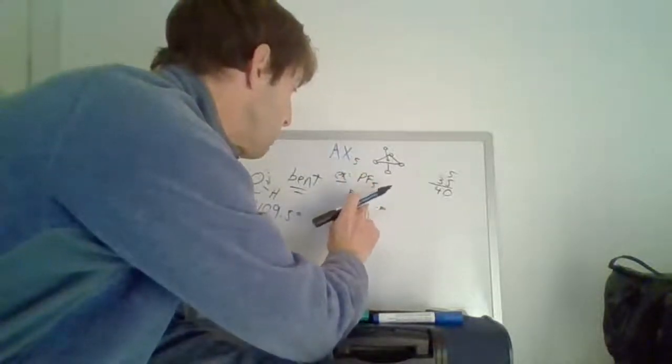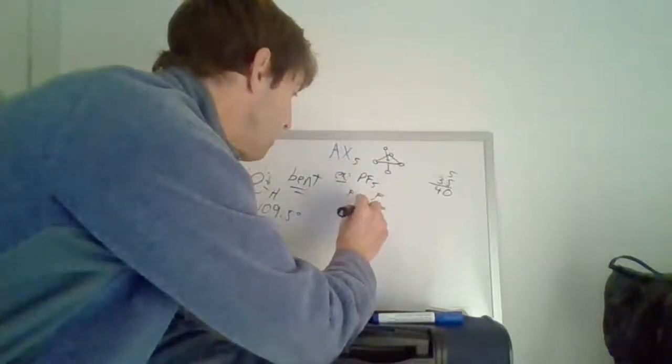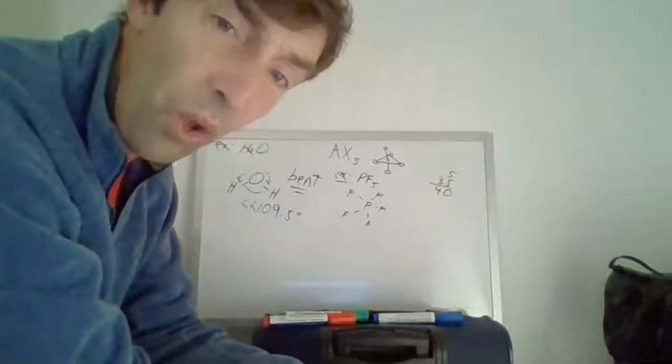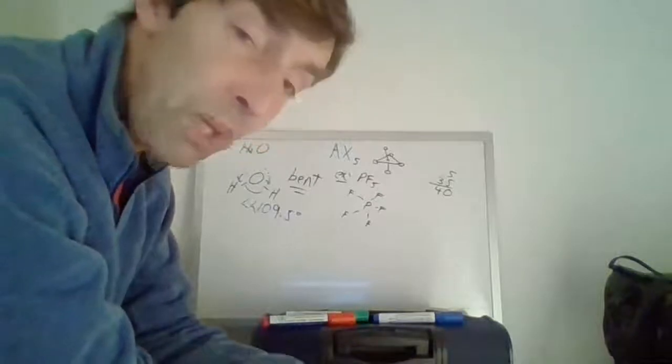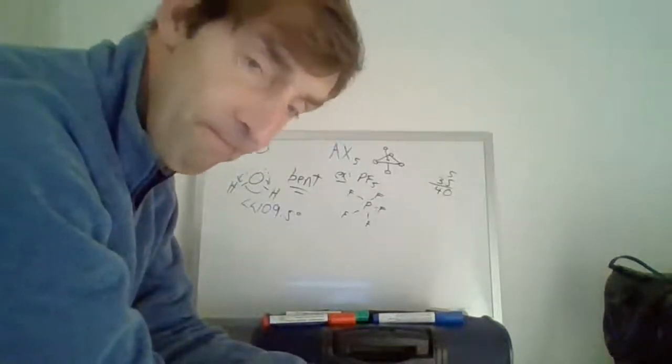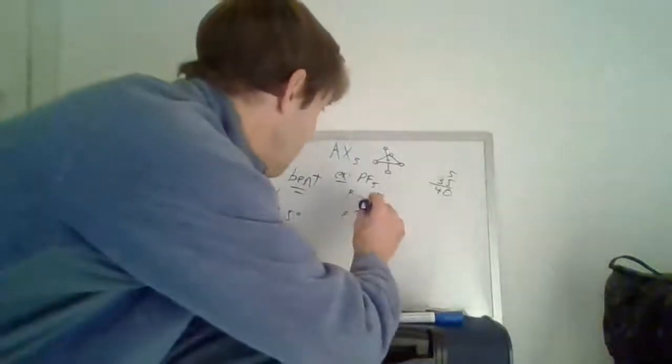This doesn't exist. My mistake. Okay, if it's an expanded octet, nitrogen is too small to hold all that. It's just too little. But P will work. So let's make it PF5. Sorry about that. Okay, so you got single bonds all the way around.